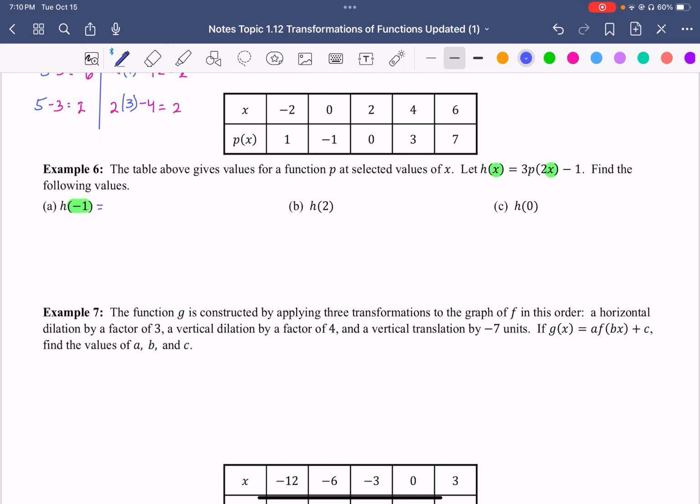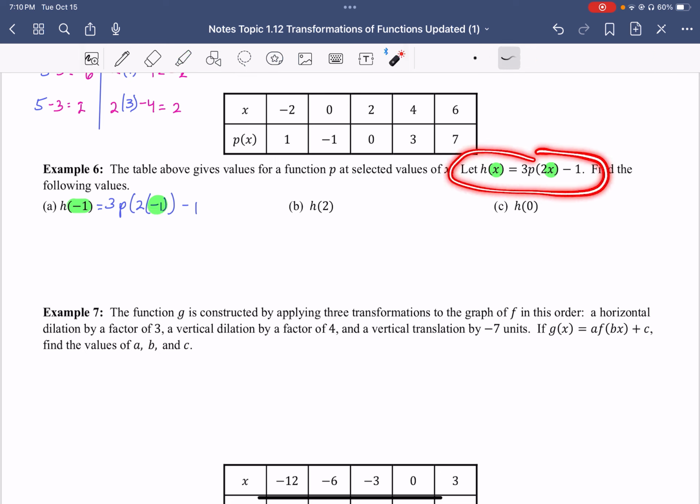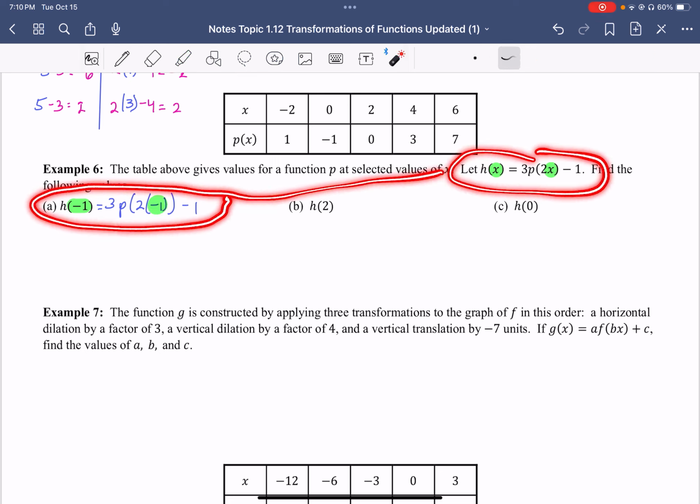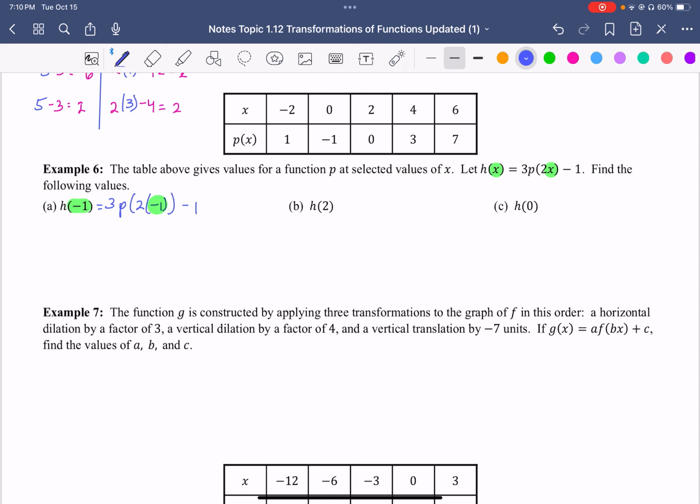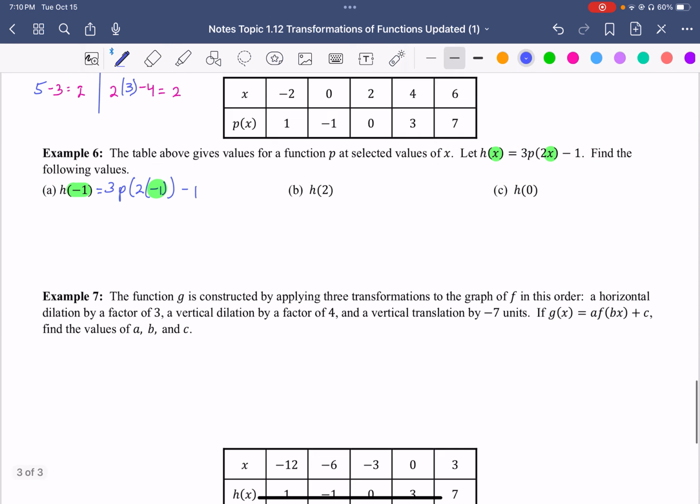So this will be equal to 3 times p of 2 times negative 1 minus 1. Okay, so just to show you, these two are the exact same thing. The only difference is that instead of x, we are evaluating at negative 1. Okay, the next step, according to PEMDAS, is parentheses. Inside the parentheses, I have to multiply 2 times negative 1, which is negative 2.